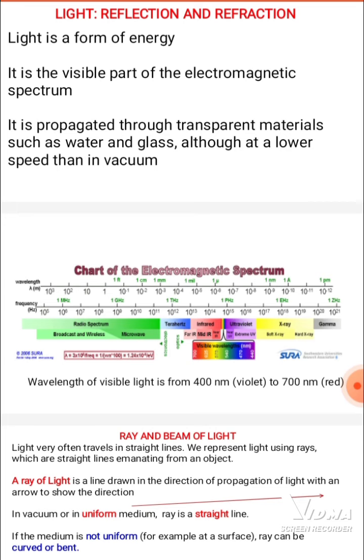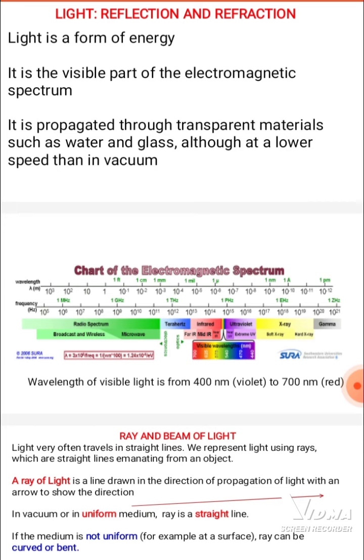Now the first major thing that we are going to look at is light, and under that we are going to look at reflection and refraction of light. Before we proceed further, light is a form of energy. It's a form of energy because plants, vegetables, they need light for them to grow. Also, when light is incident on some metals, they emit some electrons. So in that case, it means that light is a form of energy.